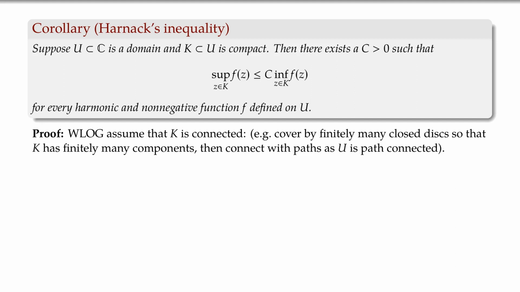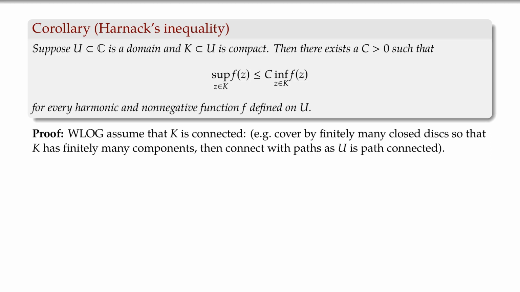Why can we do this? Well, first, if we make k bigger and prove the inequality, we're done. If it works for a bigger k, it works for a smaller k, right? So you can always make k bigger by covering it by something. Let's cover it by finitely many closed disks. You can always do that, but it is still inside U. That means we can assume that it's a union of finitely many disks. Now, that will make sure that k has finitely many components.